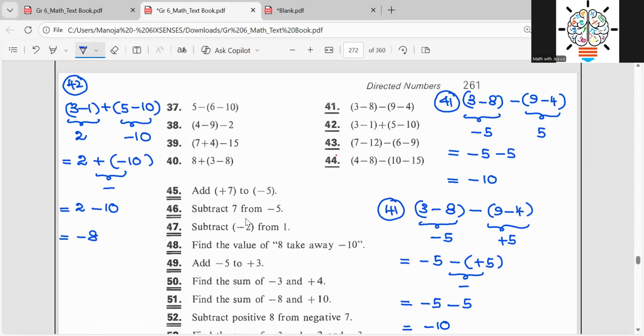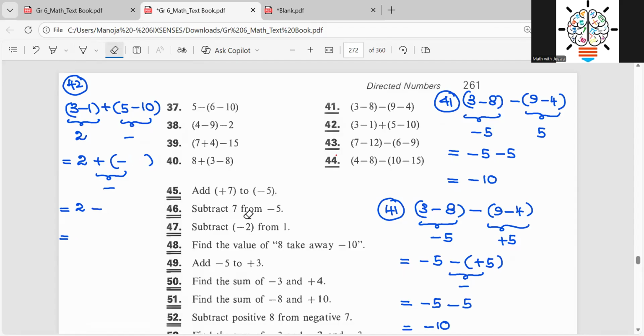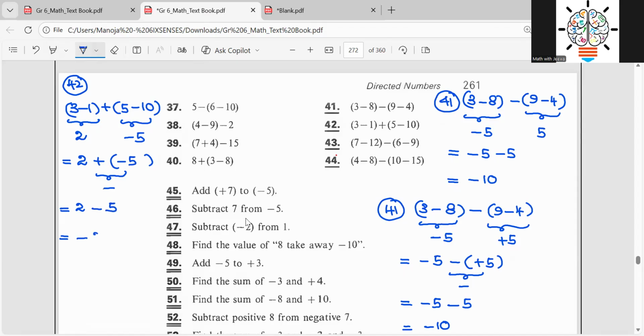Right? Oh, I made a mistake, big mistake. So this should be 5. Sorry about it. Right? So then this should be negative 5. And here I write negative 5. So then the positive and negative, it is negative 5. The answer is negative 3.